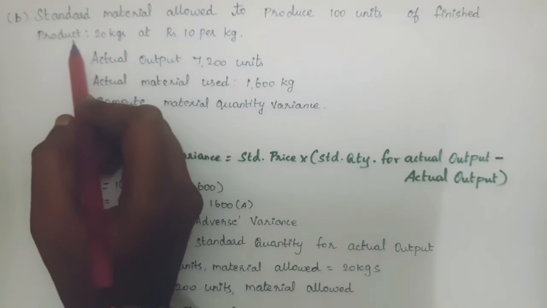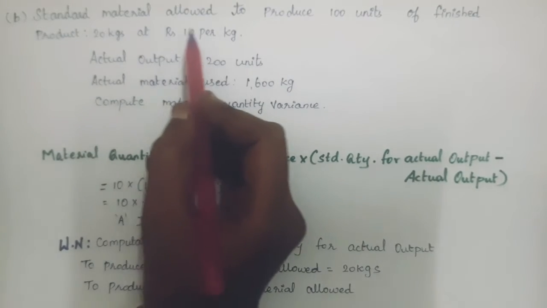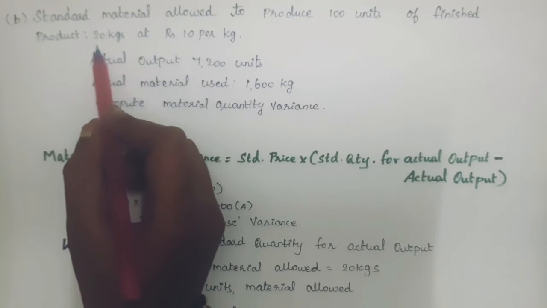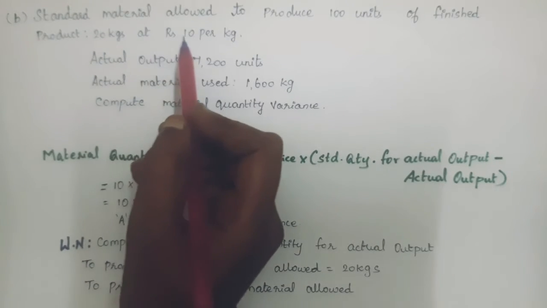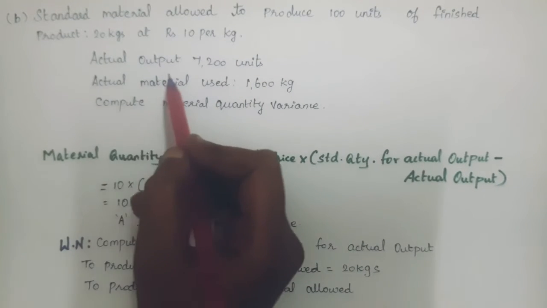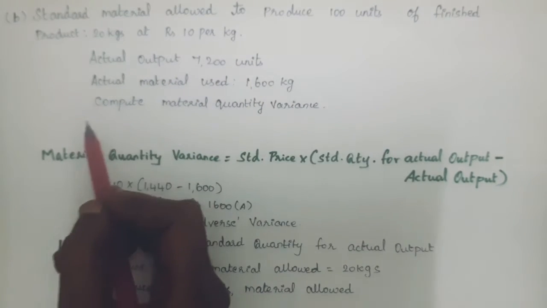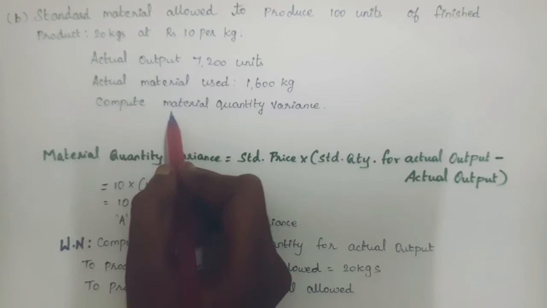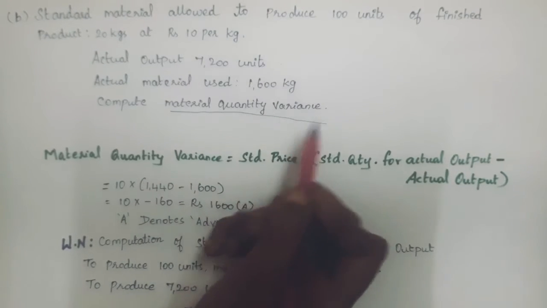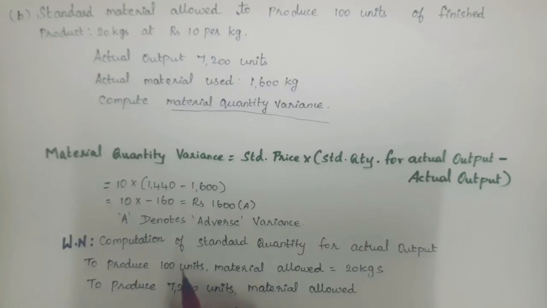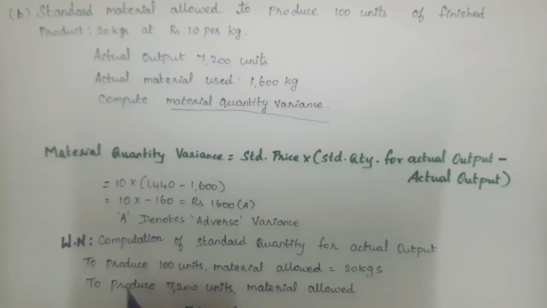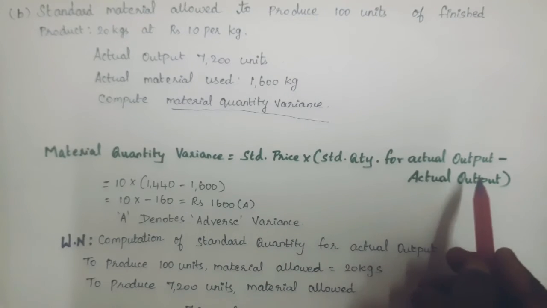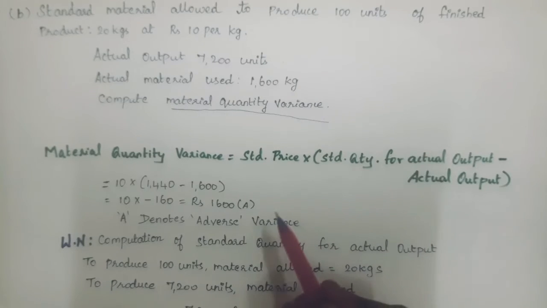Here we have the second problem. Standard material allowed to produce 100 units of finished products is 20 kgs at rupees 10 per kg. The actual output given is 7200 units and actual material used is 1600 kg, and you are going to compute material quantity variance. Let's see the formula for material quantity variance: standard price into standard quantity for actual output minus actual quantity.